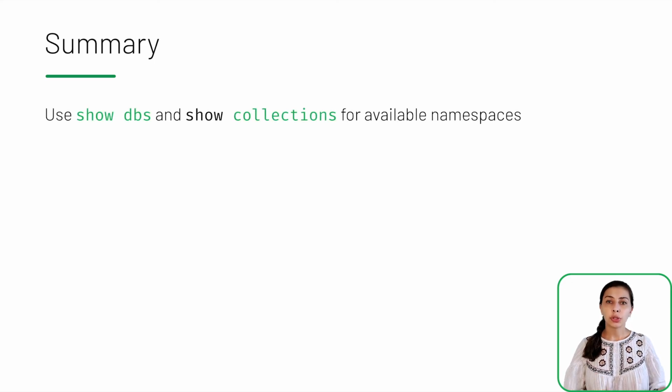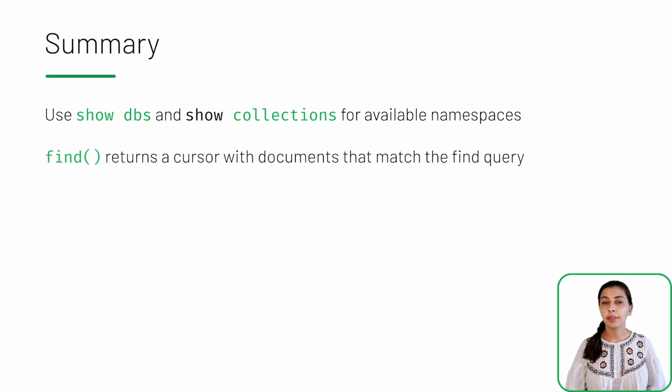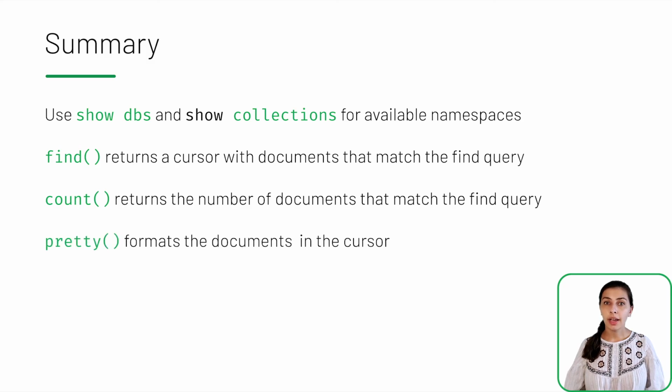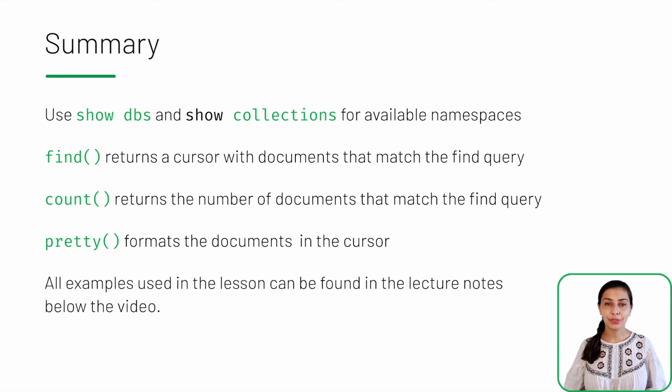We used showDBs, use <dbname>, and show collections to view the namespaces available to us. We then queried the data using the find command, which returned a cursor with documents that matched our query. Finally, we learned to find out how many documents match a given query using count, and how to view documents in the cursor in a nicer, more readable way using pretty. All examples used in the lesson can be found in the lecture notes below the video.